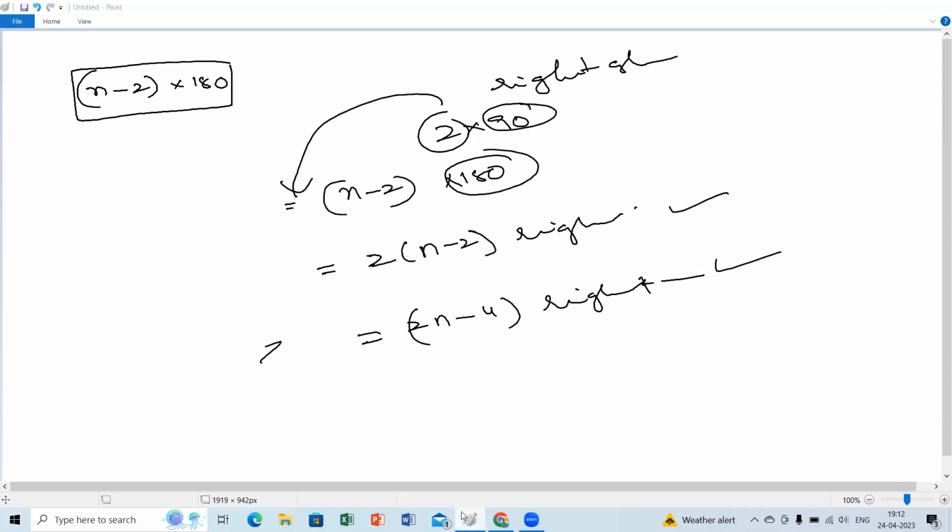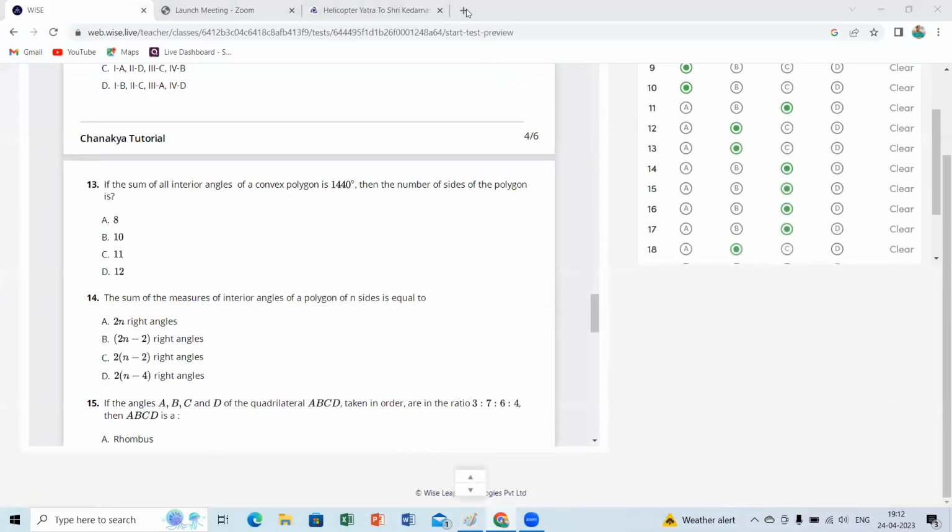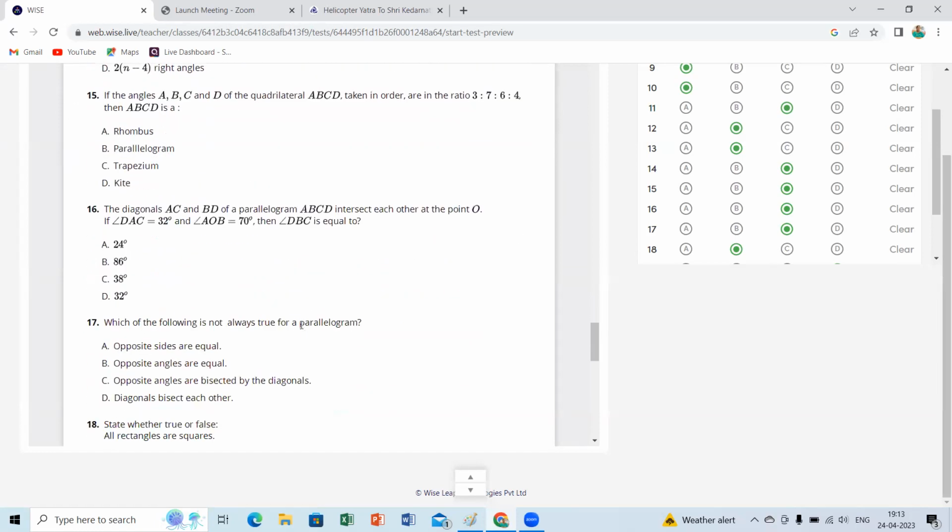Why is D not true here? Absolutely D is not true, because they did not give 2n minus 4. They gave 2 bracket n minus 4. If you multiply with this, what happened? This becomes minus 8. That's wrong. So option C is correct: 2n minus 4 right angles. Okay. Hari Karthik, did you understand? Okay, correct option only, ma'am. Any other doubts? Hari, please check any other doubt.